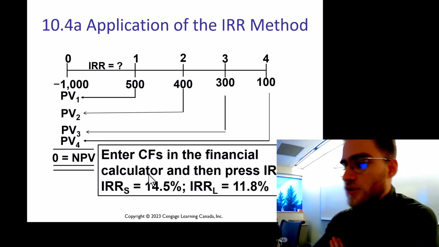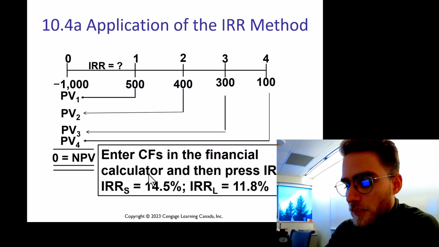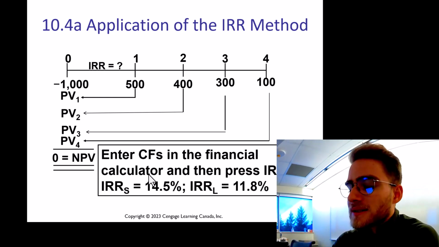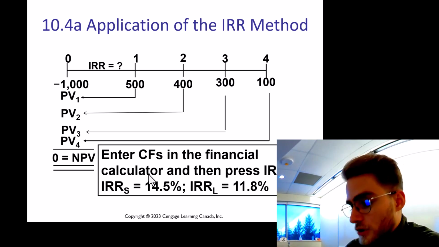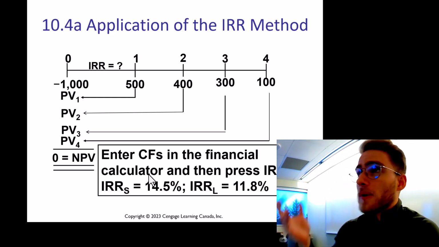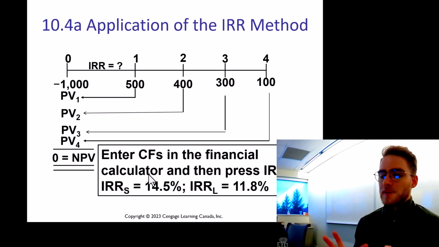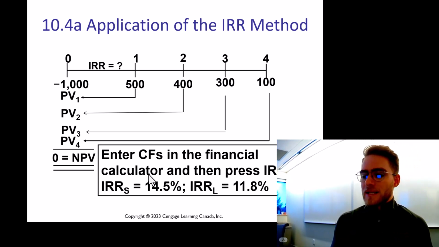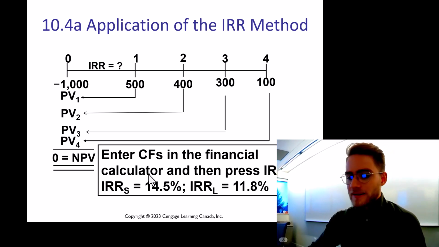In this case, if we do it in a financial calculator and then press IRR, what you'll get for project S is 14.5%. And for project L, you'll get 11.8%, which makes sense. Both projects were positive. They both had positive NPV, right? Specifically with project S, it was an NPV of, I believe, I need to actually write these down.